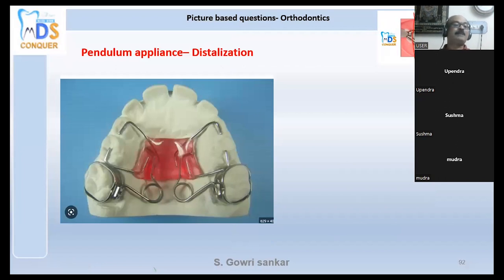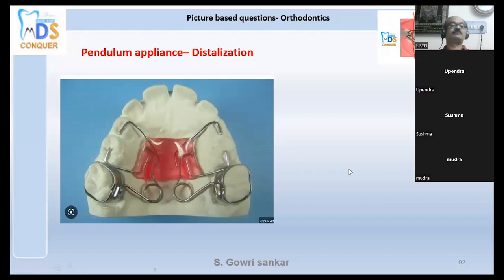Pendulum appliance. Why is it given? It is not pendex, I will come to the pendex. Pendulum appliance is purely a distalizing appliance where you have the Nance palatal button. This is your Nance palatal button for anchorage, which takes support from the palate and the premolar and distalizes the molar. How much force it exerts is also asked. Distalization of maxillary molars.